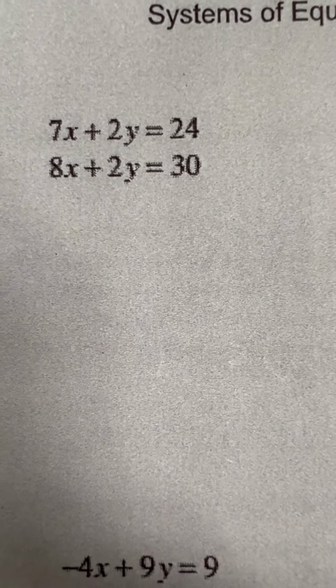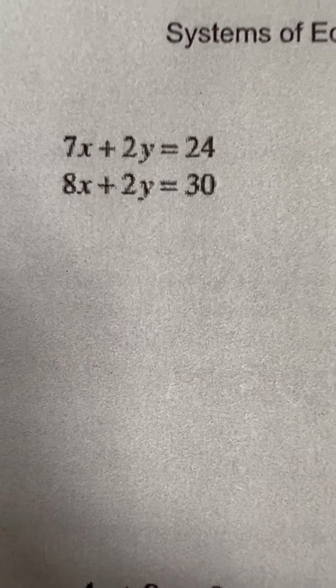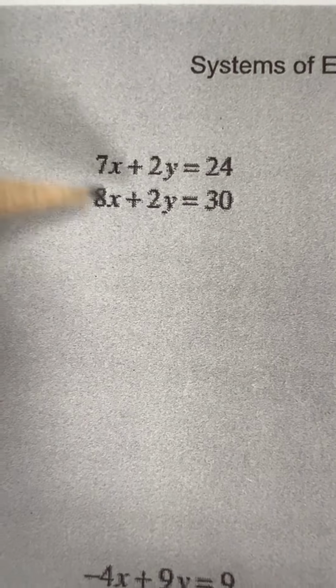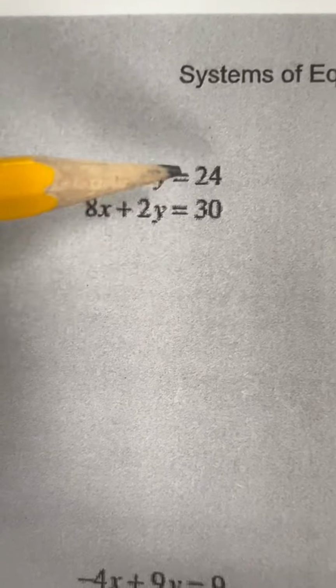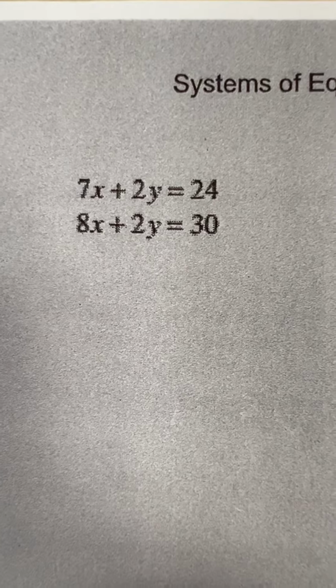All right, we're doing systems of equations. We're doing the elimination method. So we look at the equations, we see that both of them are stacked appropriately. X's are on top of X's, Y's are on top of Y's, and constants are on top of constants. And my next step is to look and see if I've got opposite pairs.